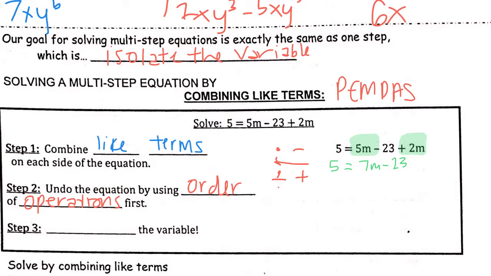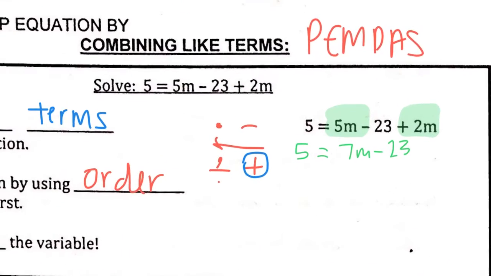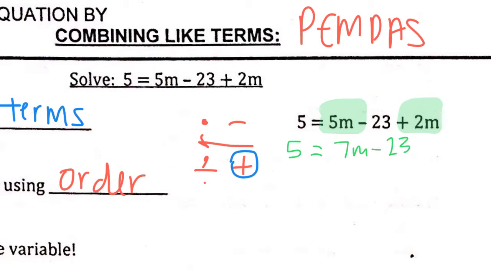Now, since we are moving from right to left, the first thing I need to do is add, or undo that subtraction. So I am going to go ahead and add 23 to both sides. The negative 23 and the positive 23 cancel out, and I have 7m is equal to 28.